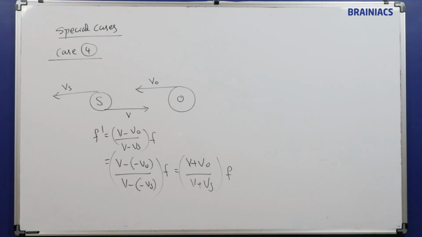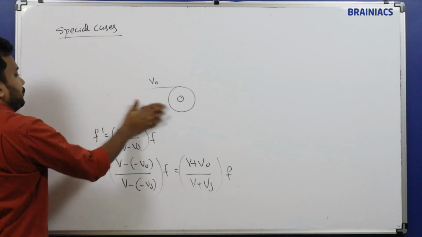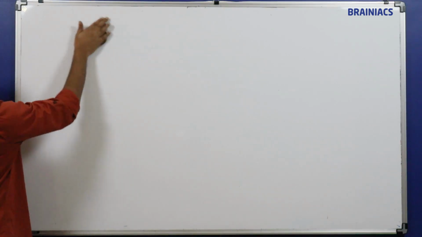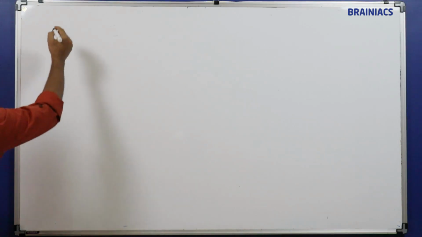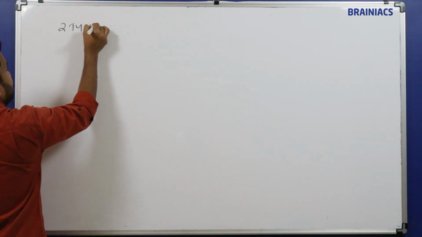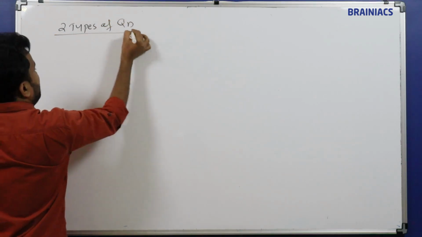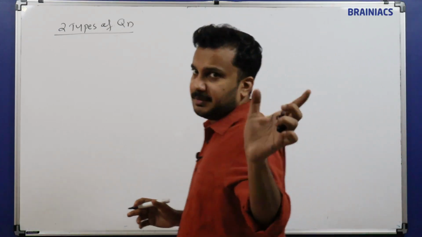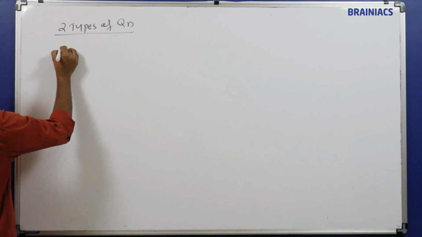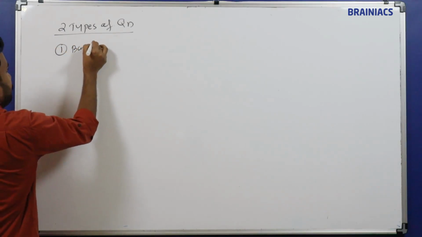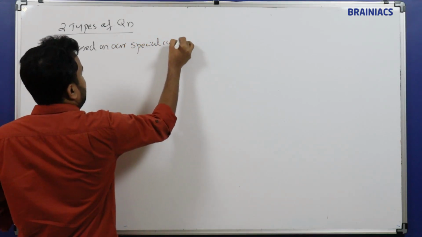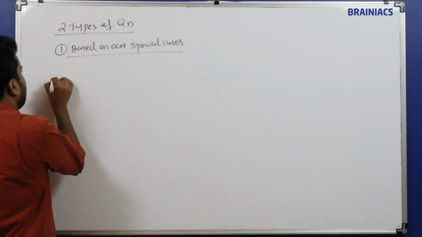Okay. So let's do 2 types of questions. Listen very carefully to the board. Here are 2 types of questions. The first type is based on some special cases. Never learn the special case formula by heart. So the first one is based on our special cases. Let's write an example.